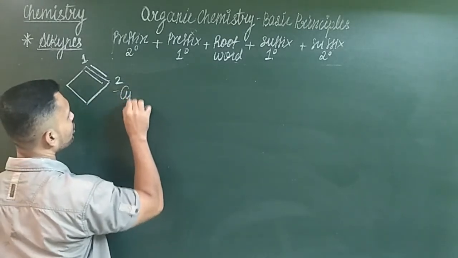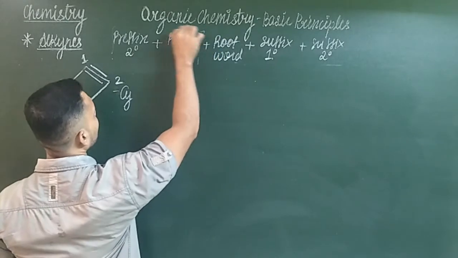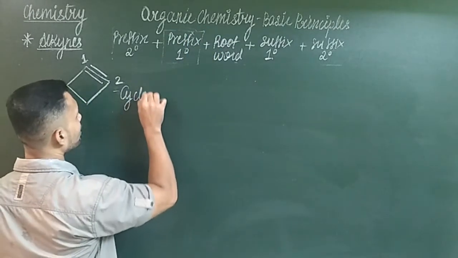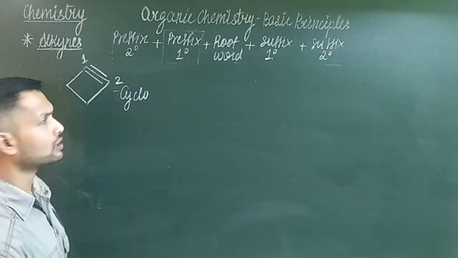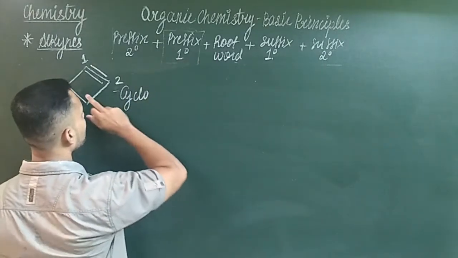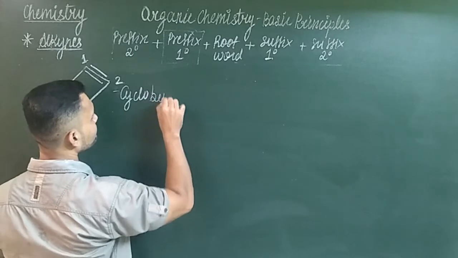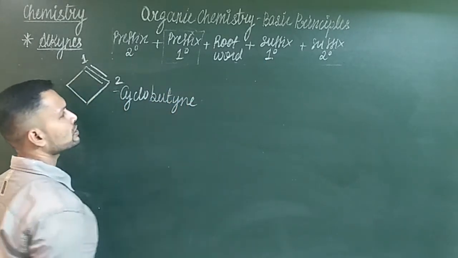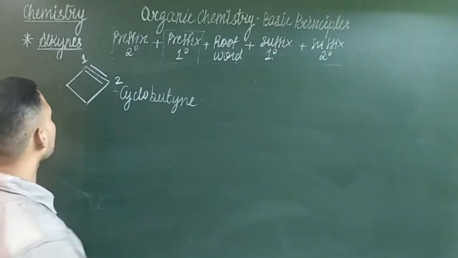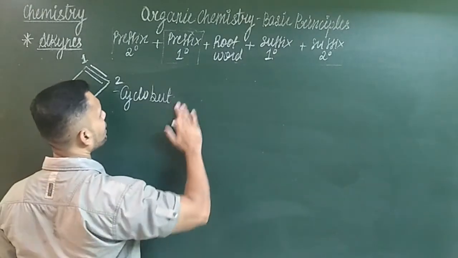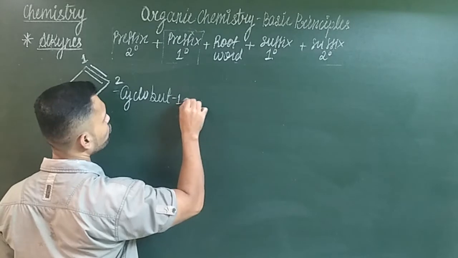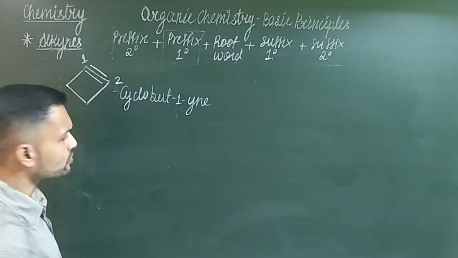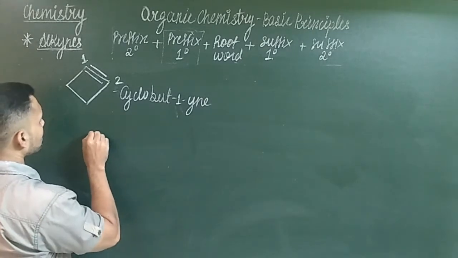So the name you already know. Here we are using the primary prefix, that is cyclo, because there are no substituents with it. So it is cyclo, the root word, that is but, and the primary suffix, that is ine. So the name goes as cyclobutyne. To be precise, you can write it as 1-ine. But since there is no branching, it doesn't matter. You could have simply written cyclobutyne also. Okay? Suppose this is another example.